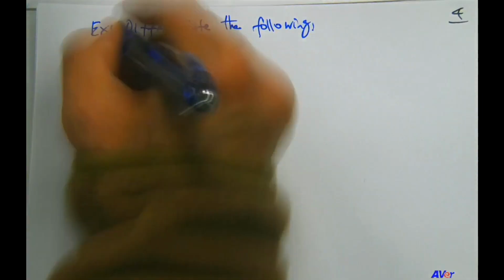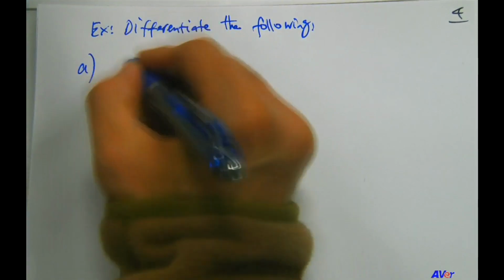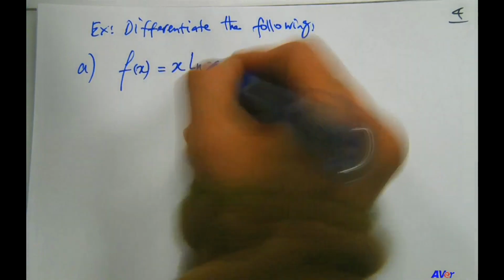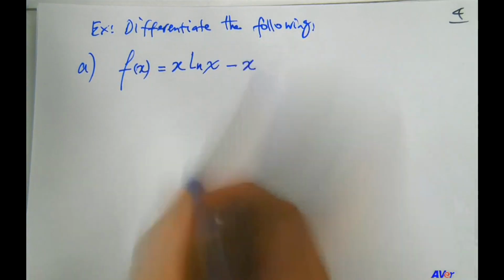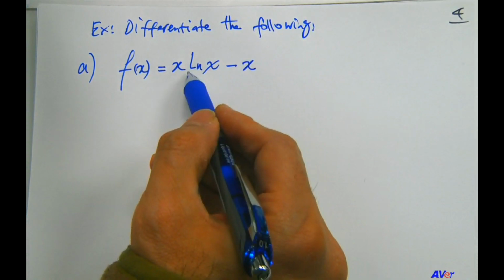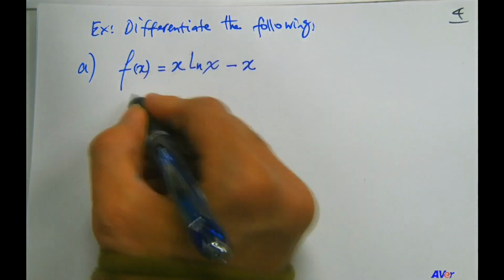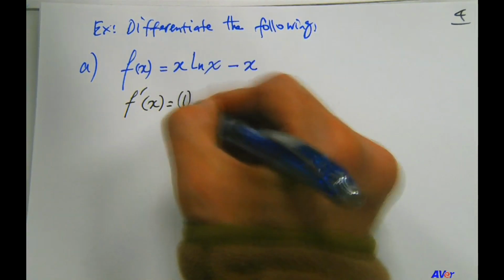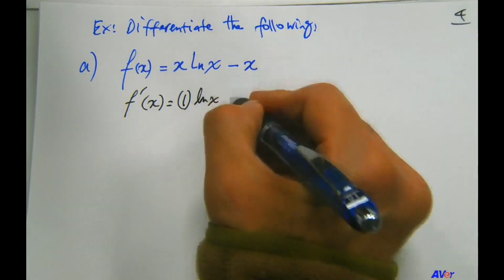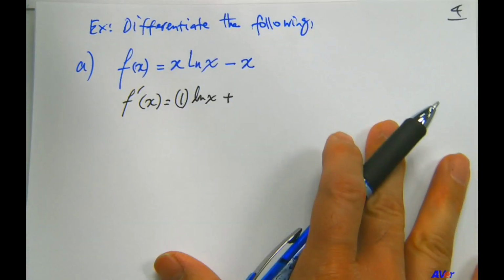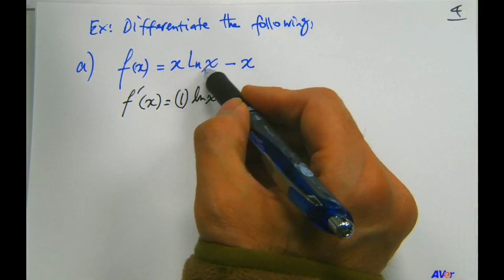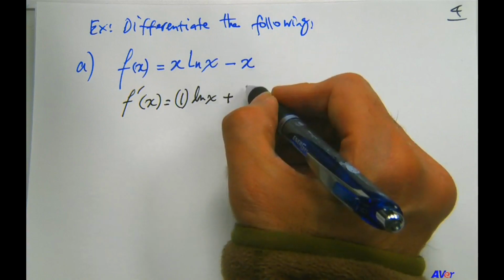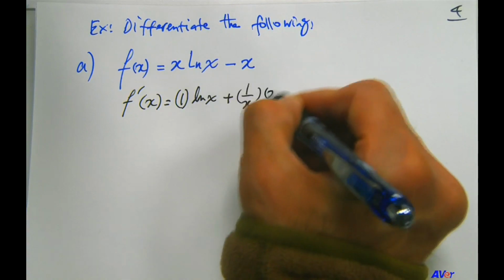So suppose, let's call this Example A, suppose we have f of x equals x natural log of x minus x. So here we can use the product rule, right? So f prime of x, the derivative of x is just 1 times natural log of x plus, I'm just applying the product rule, and then the derivative of natural log of x is 1 over x times x, right? So 1 over x times x.